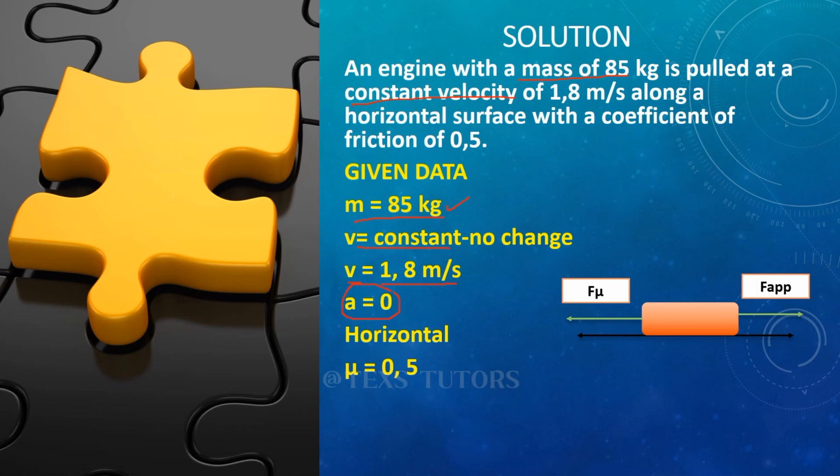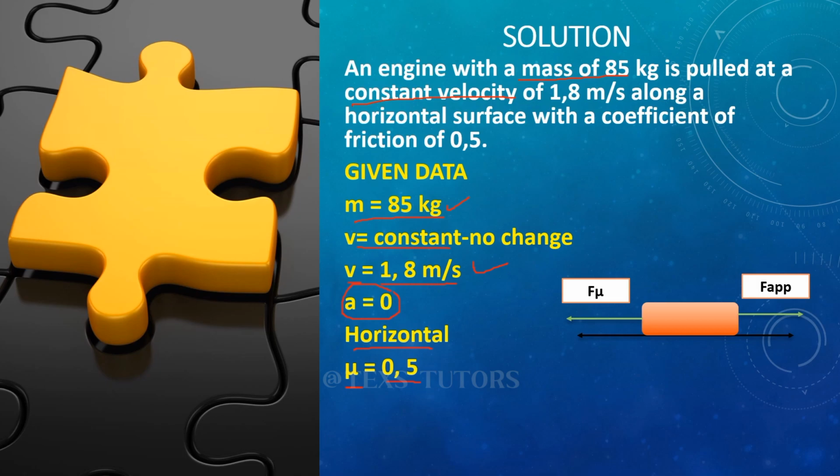0. It is very important to know whether the object is moving on a horizontal plane or an inclined plane. In this case, it's moving on a horizontal plane, and this is the symbol which I use for coefficient of friction, which is mu. It is equal to 0.5. So if I check, velocity is in the correct SI unit, it is in meters per second.